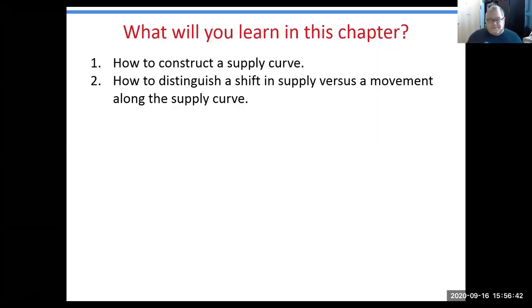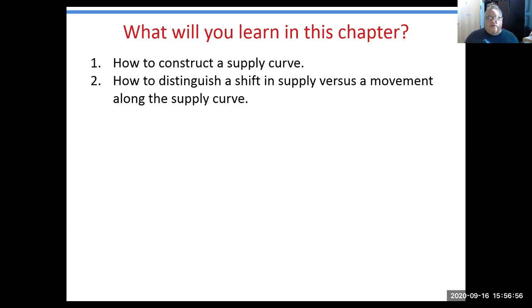In this particular video on markets, we will move to the supply side of the market story. So we're going to cover the following two learning objectives: how to construct a supply curve and how to distinguish between what we call a shift in supply or a change in supply versus a change in quantity supplied.